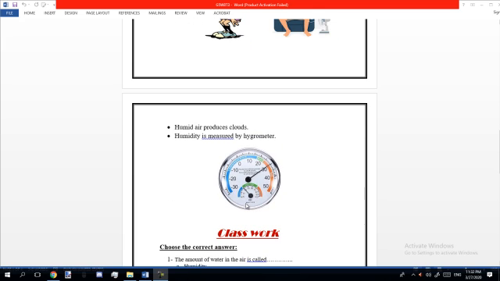Now how can we measure this humidity? Humidity has a special instrument to measure it, which is called a hygrometer. This is the picture of the hygrometer used to measure the humidity in air. And what is the effect of this humidity? This humidity, or this water vapor, as we know, forms the clouds. So the humid air produces clouds, and humidity is measured by a hygrometer.